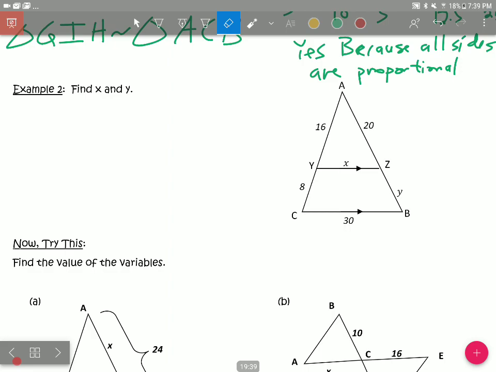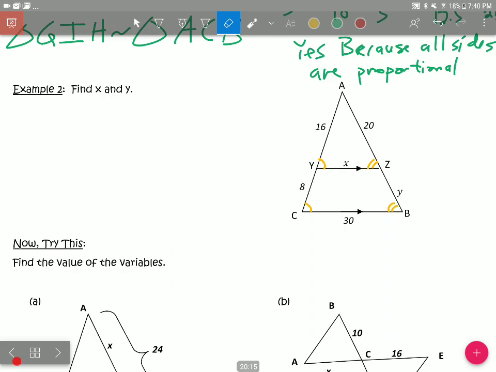Find x and y. So these are two similar triangles. I've got this triangle right here, and I've got this triangle right there. Since these are parallel, this angle and this angle are congruent, and this angle and this angle are congruent. And they share this one up here. By the reflexive property, angle A for one triangle is congruent to A of the other triangle, since they share it. So they have congruent angles, therefore they are similar triangles.